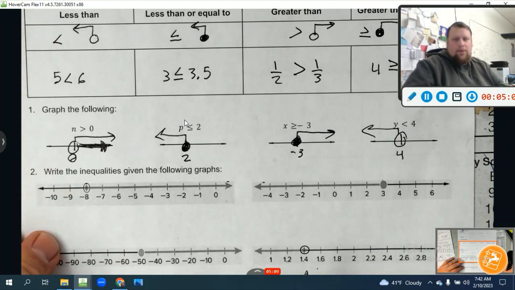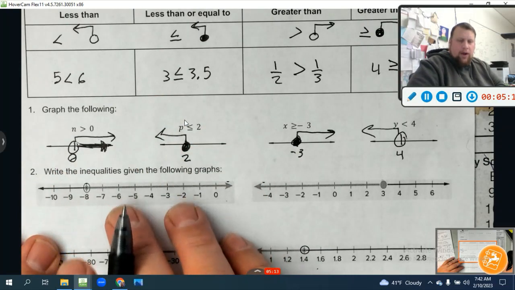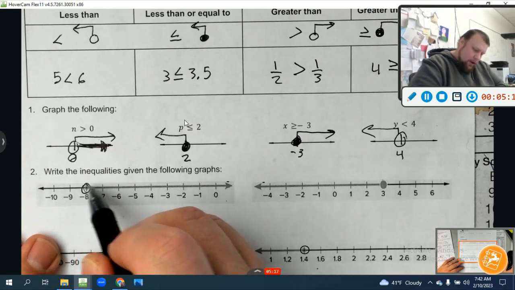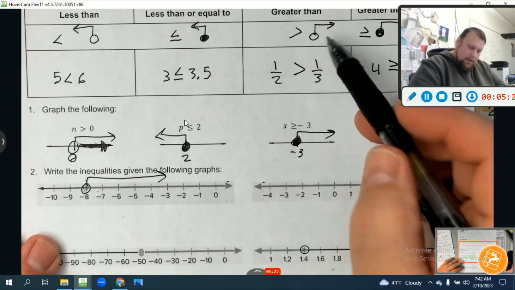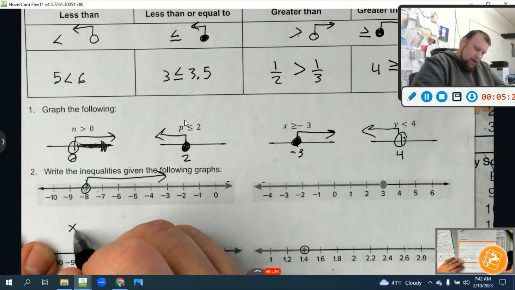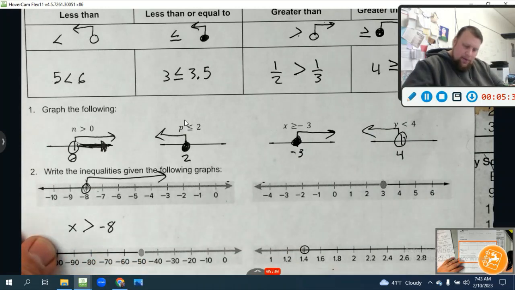Now, we're going to go the other direction. This was taking an inequality and writing the graph. Now we're going to take the graph and write the inequality. Notice right here, we have an open dot, and it's everything to the right. Which one has an open dot and everything to the right? That's greater than. So we're going to have x is greater than, and what's the number we're on? -8. Boom. See how that worked?